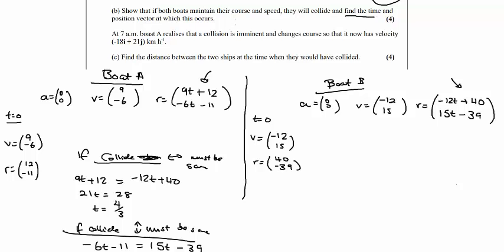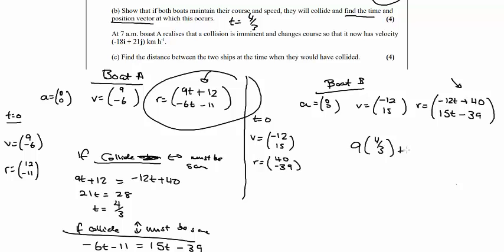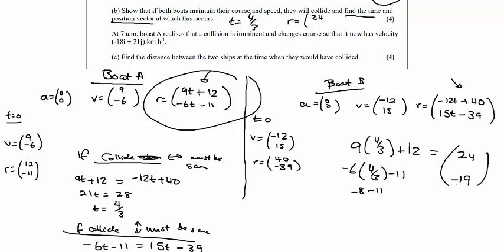And then the final thing: find the time. So t equals 4 over 3. And the position vector at which that happens, because we know they're the same, just put t equals 4 over 3 into any of them. They'll give you the same. So 9 times 4 over 3 plus 12. What's that going to equal? That'll be 12, 24 would be the top one. Minus 6 times 4 over 3, minus 11, that's a bit more of a headache: minus 8, minus 11, minus 19, assuming I haven't made an error there. So the position vector is 24 minus 19. If I've made an error, it's a silly one.